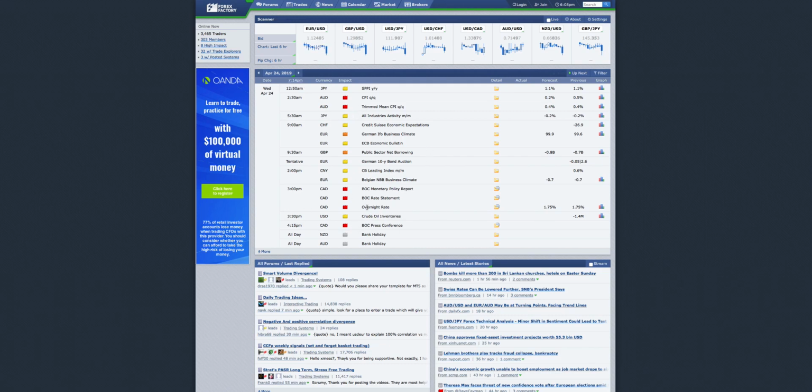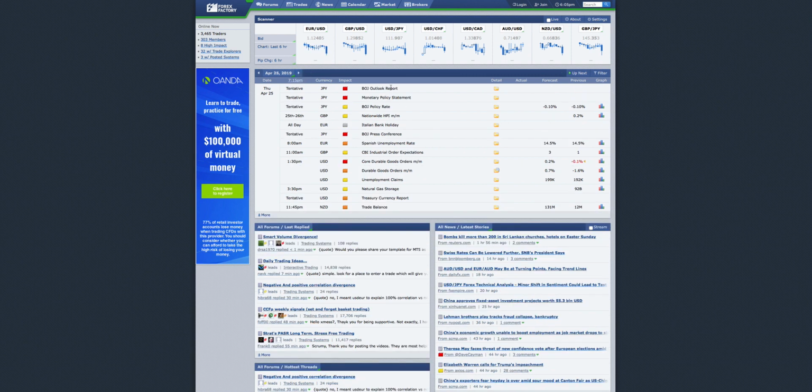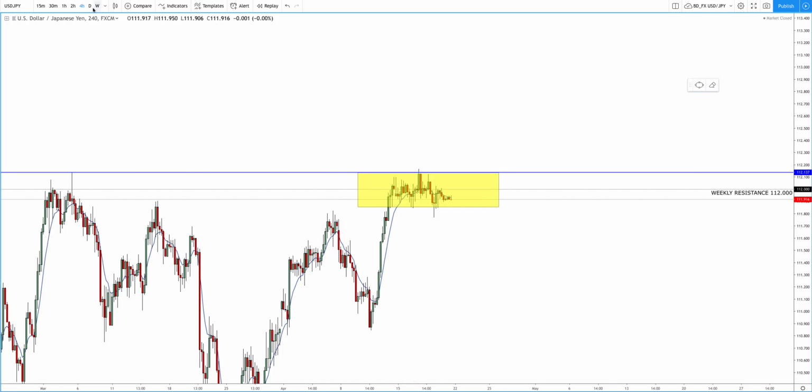Then we've got Canadian news out on Wednesday as well, so that's something to watch out for. And then Thursday is some news coming out for the Japanese yen. So going back to the US dollar, Japanese yen, we may not see anything.